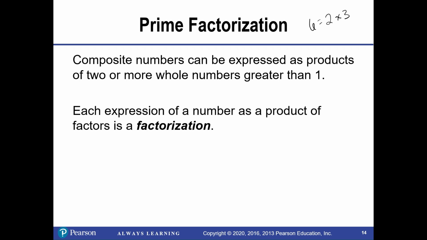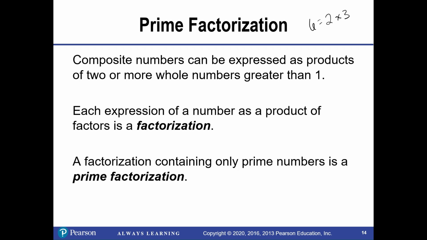What we call this expression as a product of factors is a factorization. So one factorization of 6 is 2 times 3. When we use only prime numbers to factor a whole number, we call that a prime factorization.